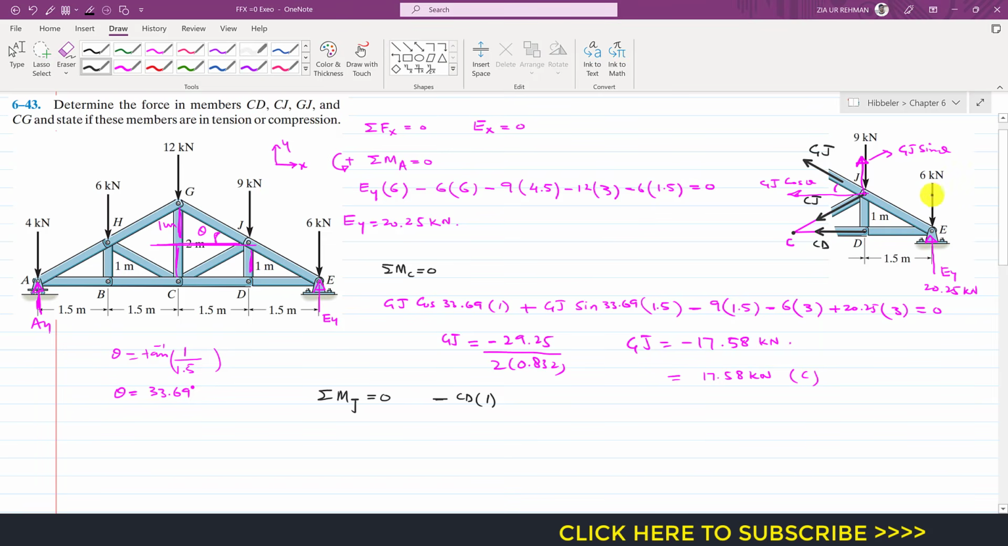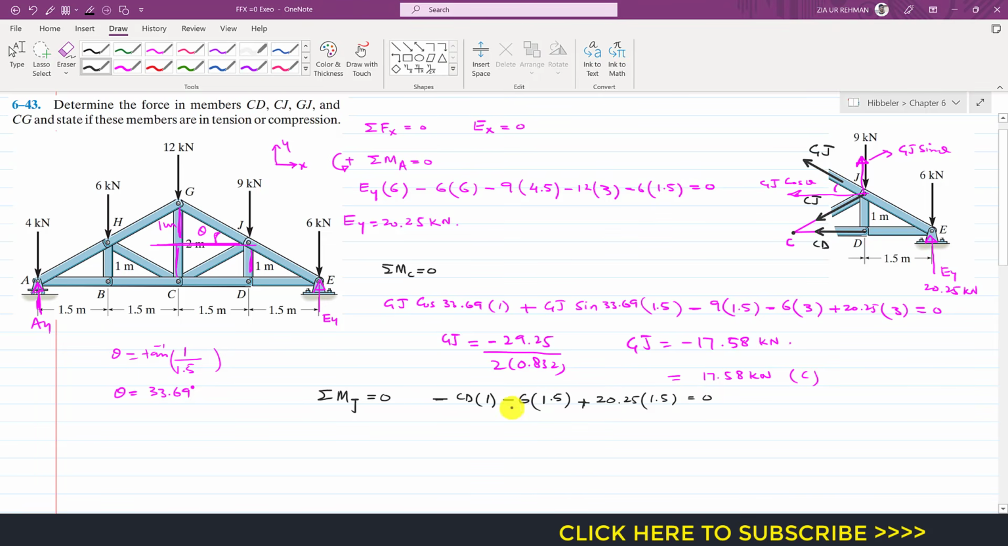This 6 kilonewton force is producing a clockwise moment about point J, so I will write minus 6, and the perpendicular distance of this 6 kilonewton force from point J is 1.5, so I will multiply it with 1.5. Similarly, this Ey is producing a counterclockwise moment about point J, so I will write plus Ey, its magnitude is 20.25, and the perpendicular distance of Ey from point J is 1.5, so I will multiply it with 1.5, and this is equal to 0.